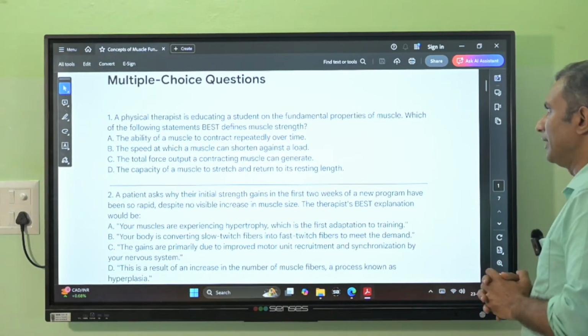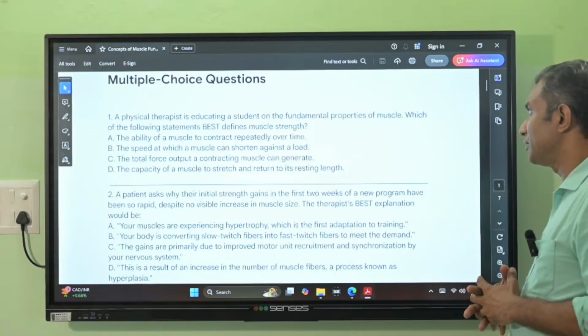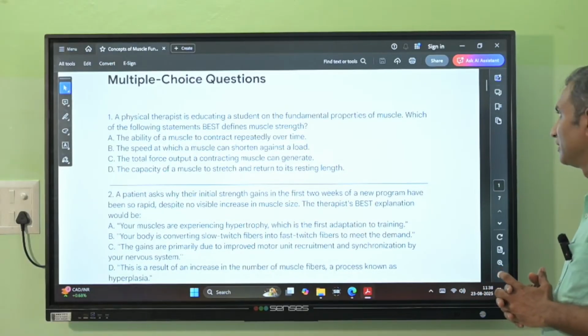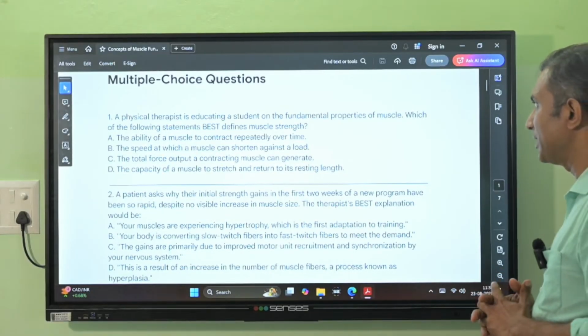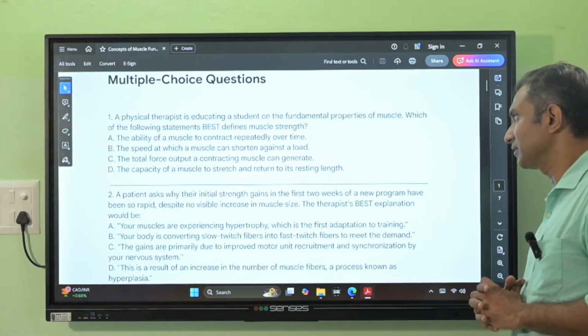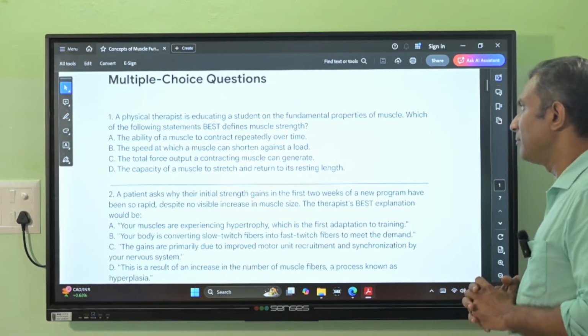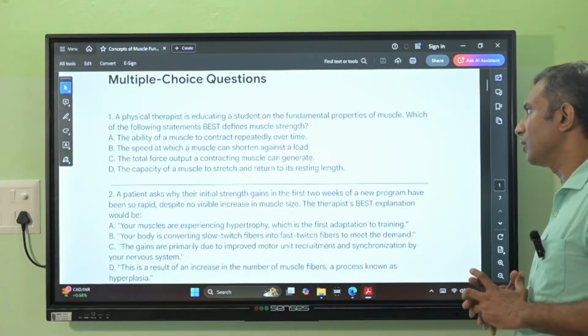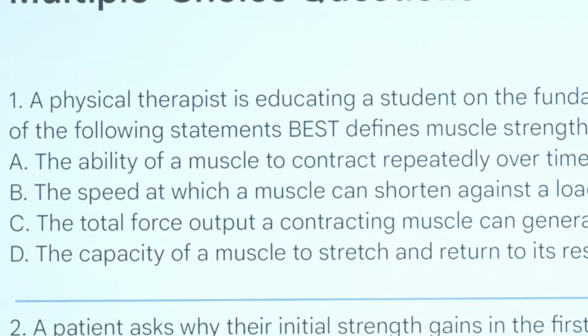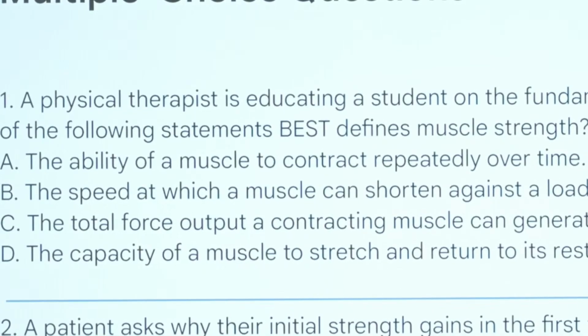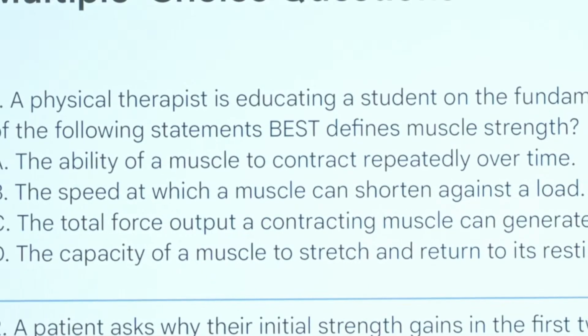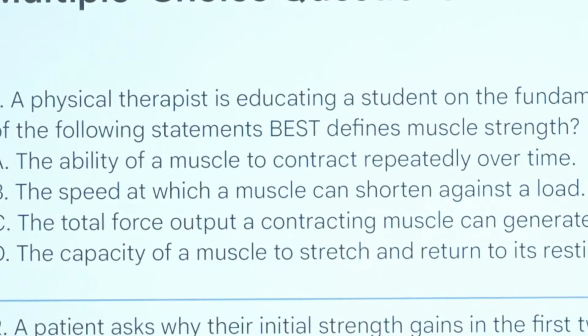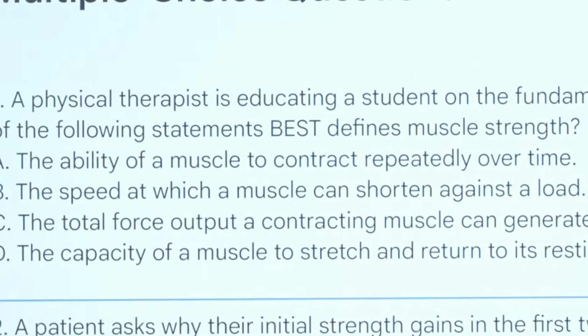Question number one. A physiotherapist is educating a student on the fundamental properties of muscle. Which of the following statements best defines muscle strength? A. The ability of muscle to contract repeatedly over time. B. The speed at which the muscle can shorten against a load. C. The total force output a contracting muscle can generate. D. The capacity of a muscle to stretch and return to its resting strength.